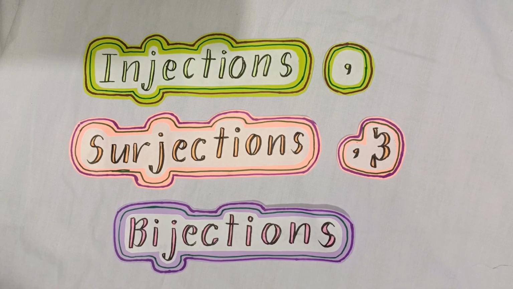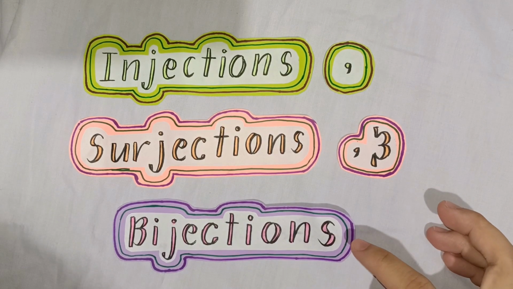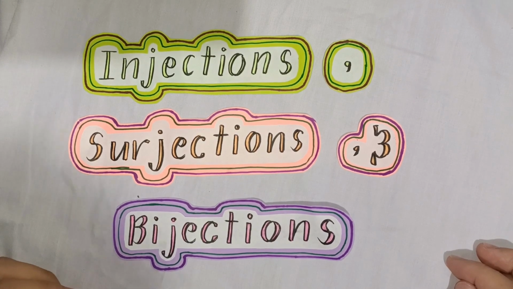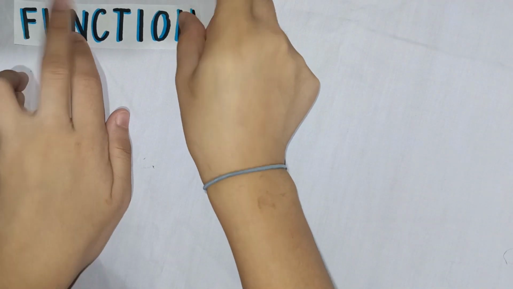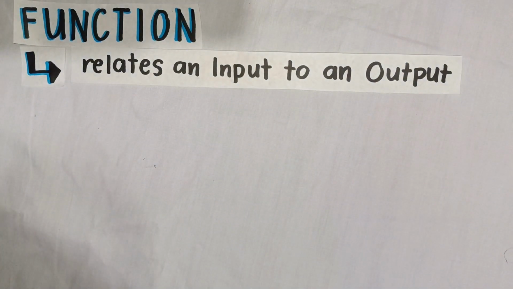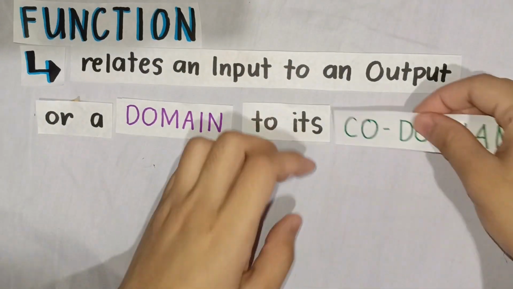In this video, we'll be talking about the idea of injections, surjections, and bijections. But before that, we need to go through first the concept of a function to fully understand them. We have been so familiar with the word function, and I'm pretty sure that we encountered that in our math subject. The literal meaning of the word function is to relate an input to an output, or to relate a domain to its codomain.